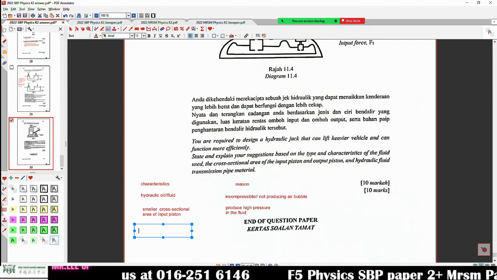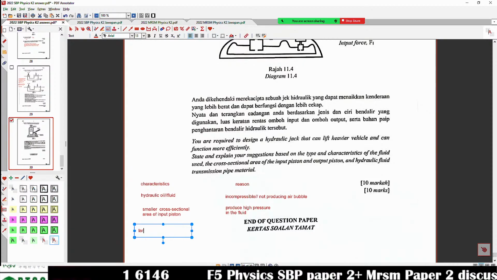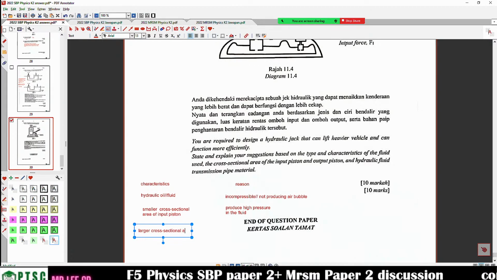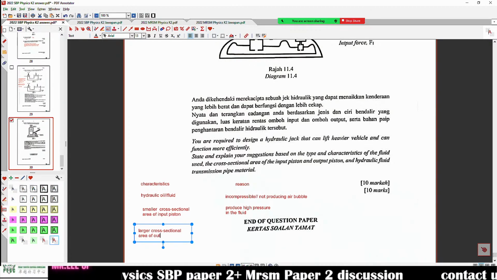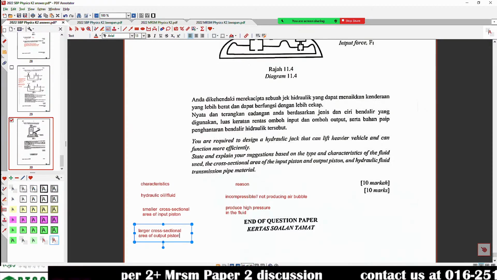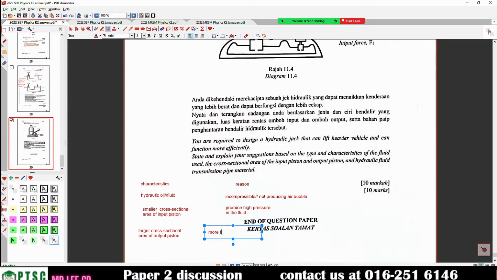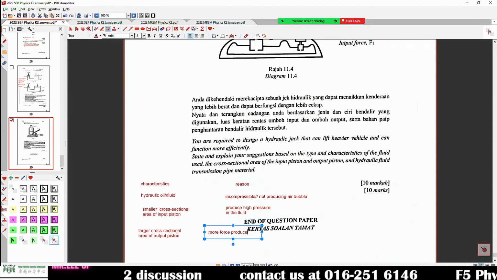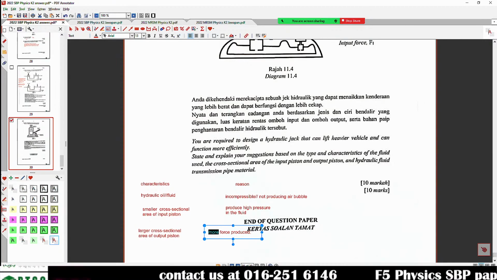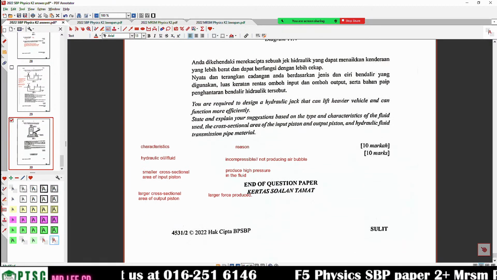Next one, the output piston: larger cross-sectional area of the output piston. Why does the output piston have to be big? So more force is produced, a larger force produced. Up to you, more force produced or larger force produced will be okay.